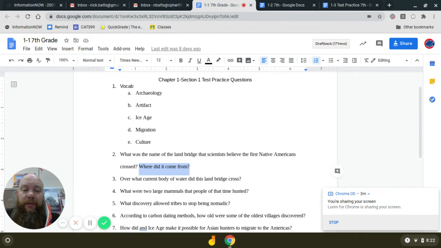Okay. The body of water is the Bering Strait. A lot of people put the Atlantic Ocean, which is technically an offshoot, a part of the Atlantic Ocean, but we're looking for the Bering Strait, which is why they call it Beringia. So don't mix that up.